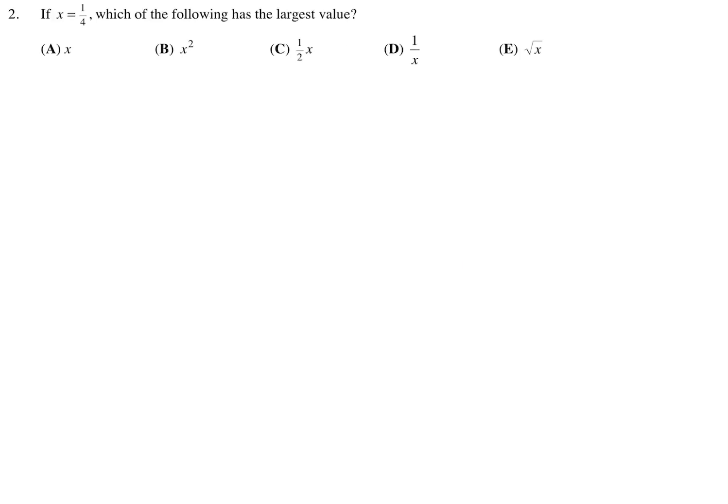If x is 1 over 4, which of the following has the largest value? All right, let's go through these one by one. X is 1/4. X squared would be 1 over 16. 1/2 x would be 1/8. 1 over x is the reciprocal, so it would be 4. And root x would be 1/2. So of these, the largest is 4, which would mean that number 2 is D.